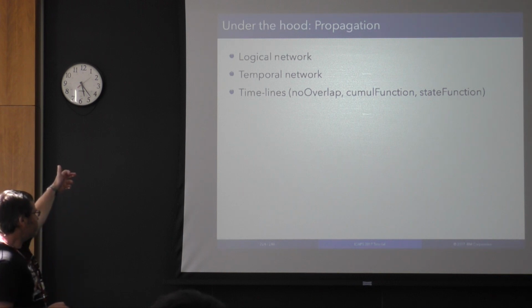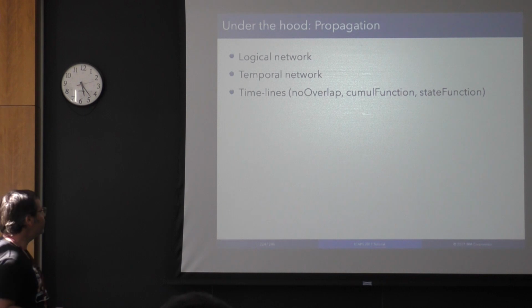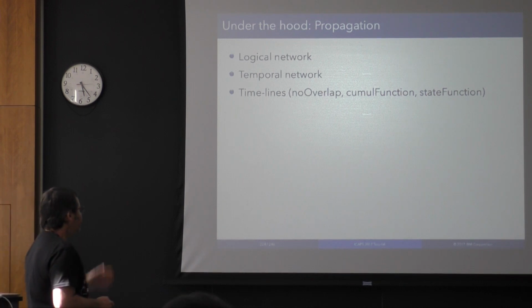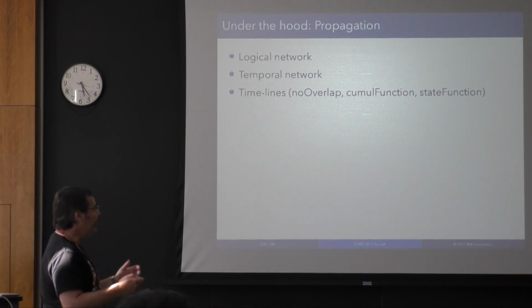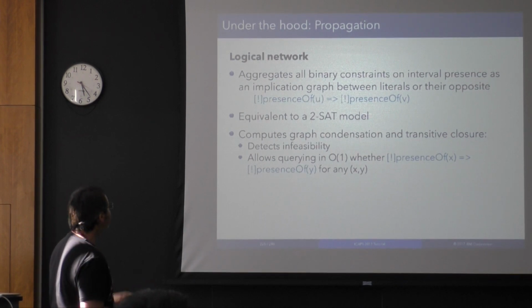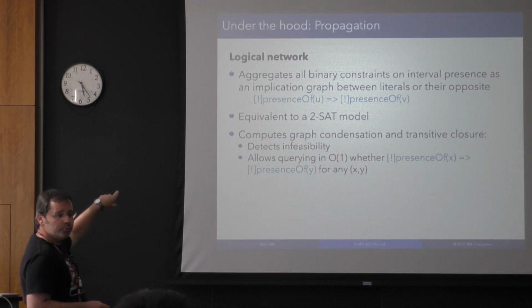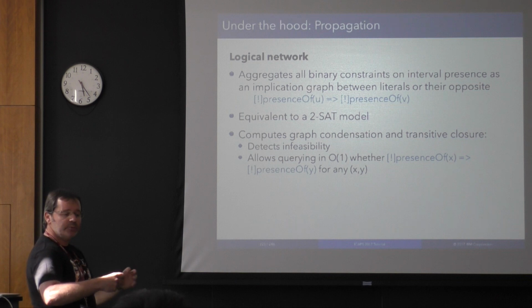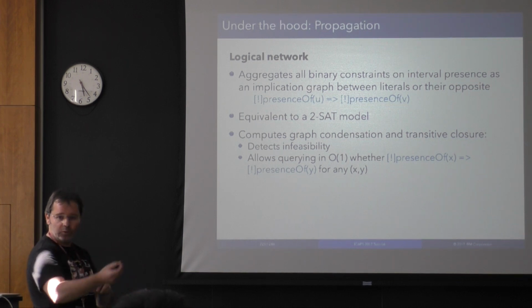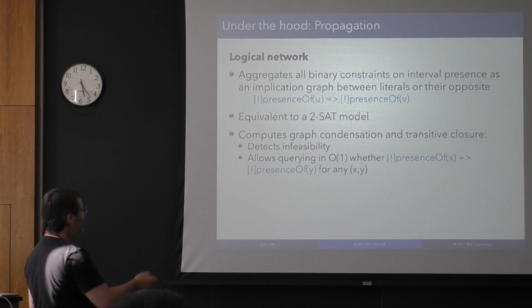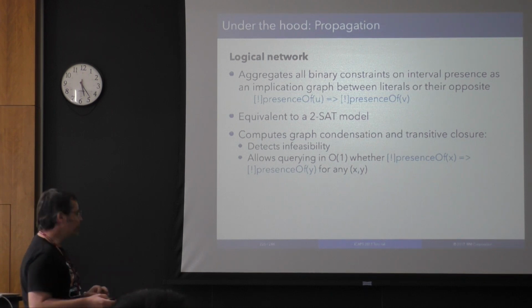I say that we aggregate these constraints in a logical network and a temporal network, and I can also say a few words about how we propagate this no-overlap constraint. But the logical network, I'd say, is equivalent to a 2-SAT model. So we aggregate this into an implication graph between literals, or let's say opposites. Okay, and we perform the transitive closure on this.